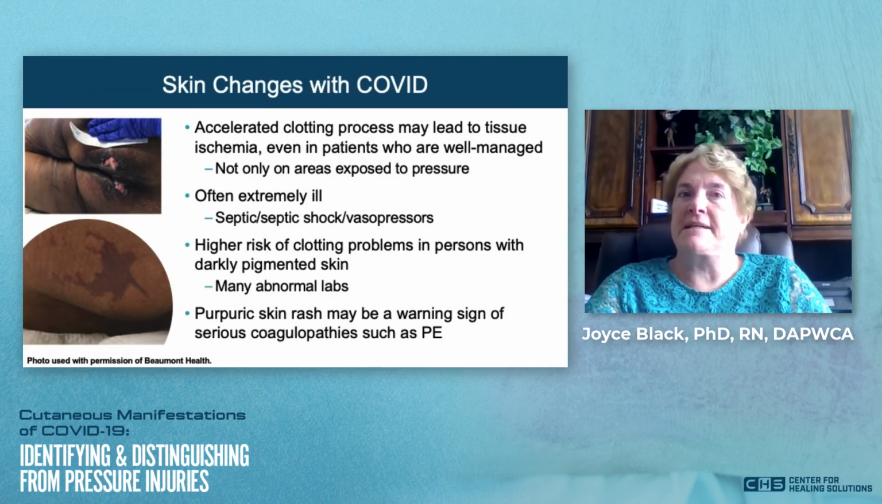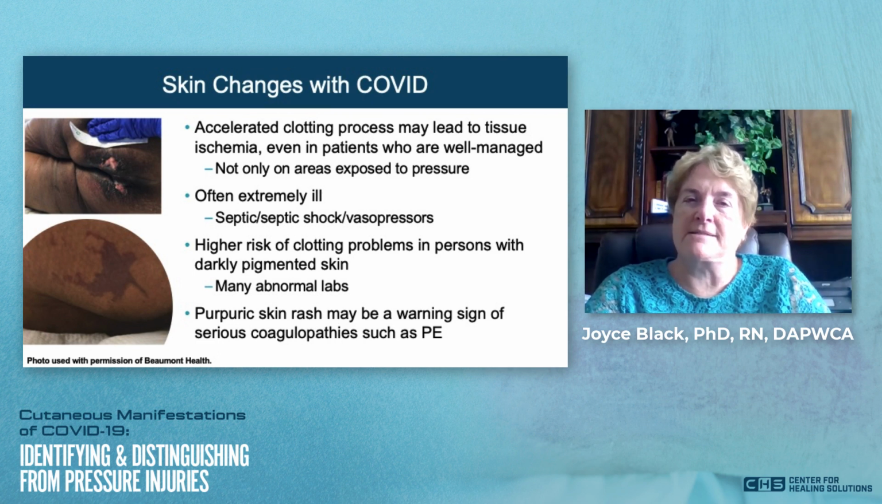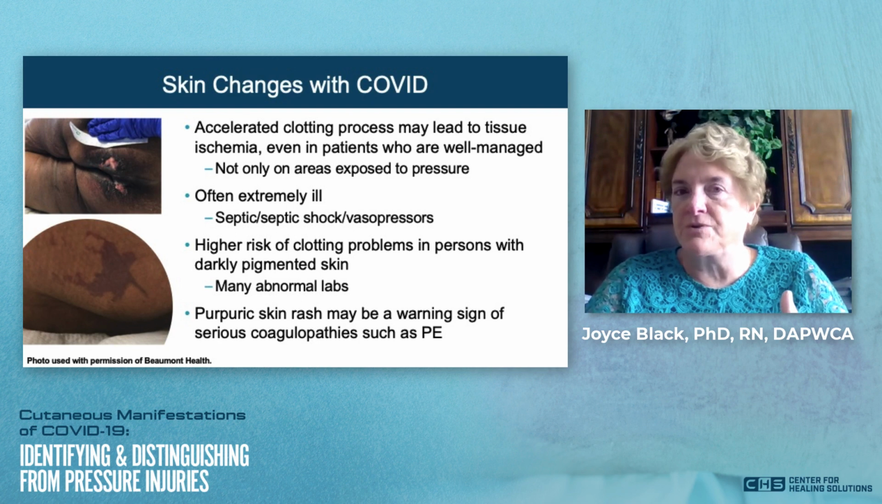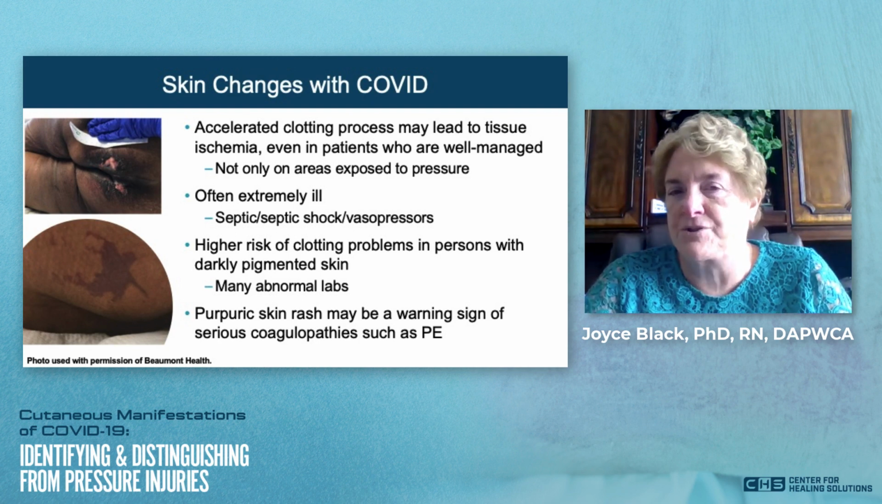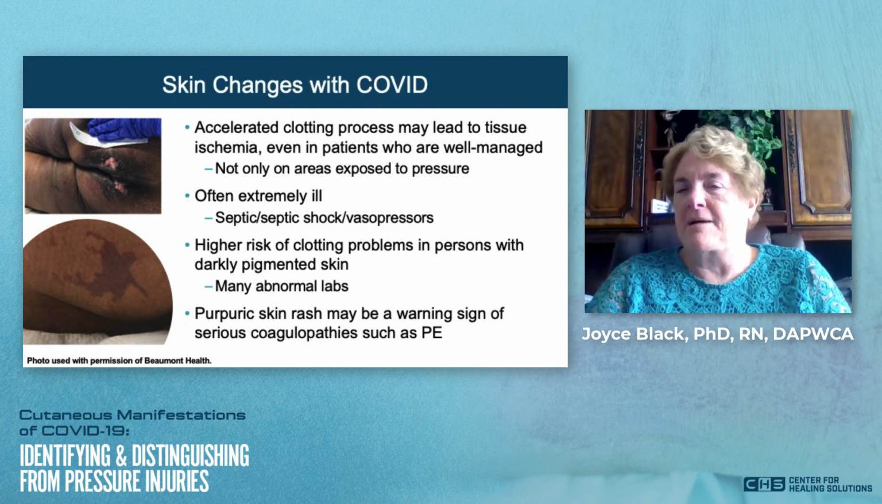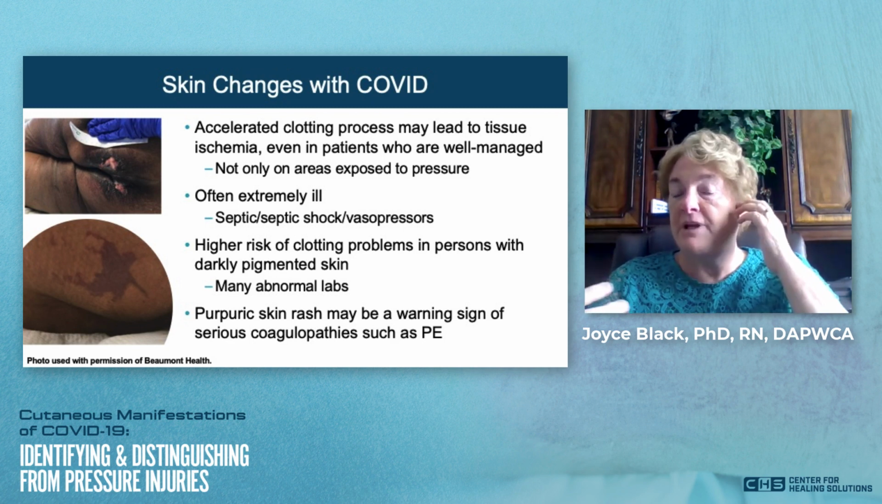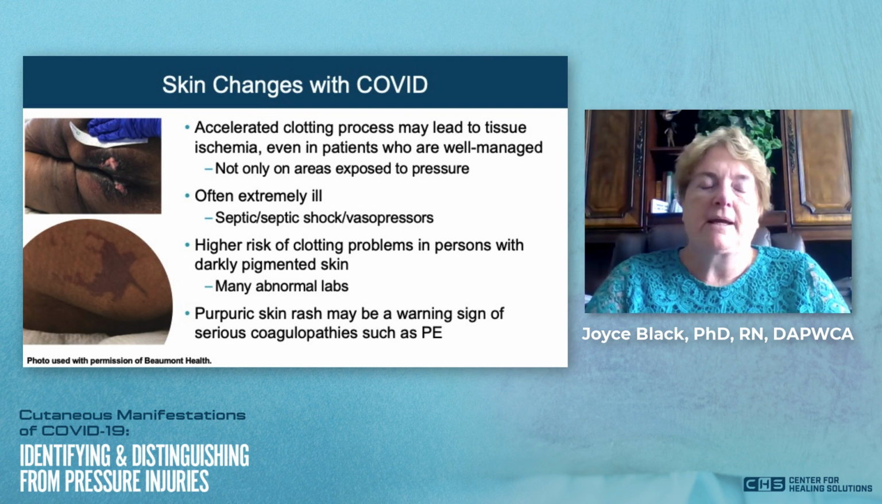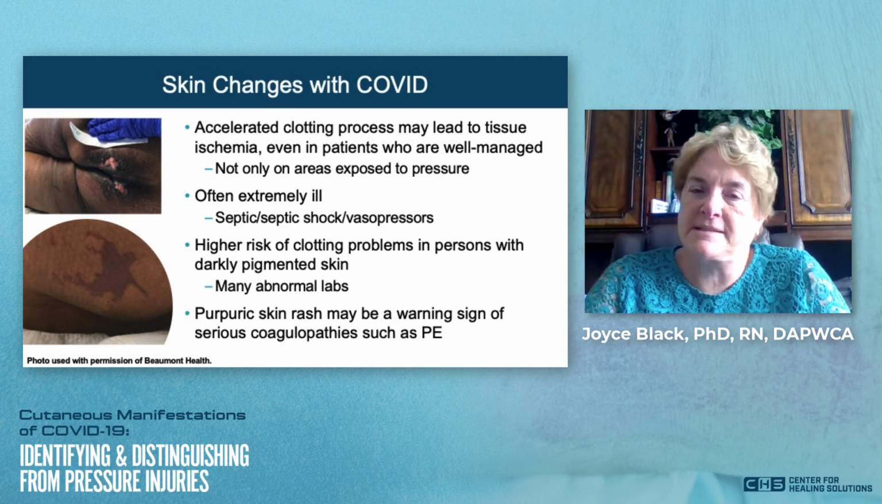So now moving into skin changes with COVID-19. That accelerated clotting process is going to lead to infarcts, particularly in small vessels, which include the skin and other body organs too. That tissue becomes ischemic, and it's true even in patients who are well oxygenated and anticoagulated. They will develop these skin lesions.